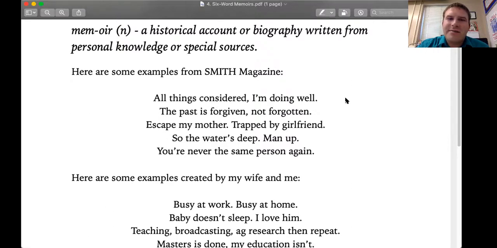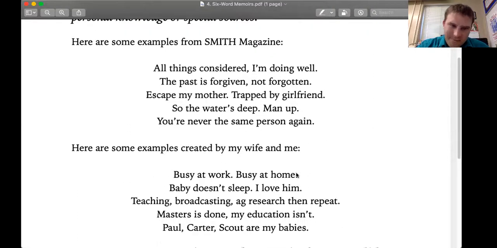All things considered, I'm doing well. The past is forgiven, not forgotten. Escaped my mother, trapped by a girlfriend. So the water's deep and up. You're never the same person again.